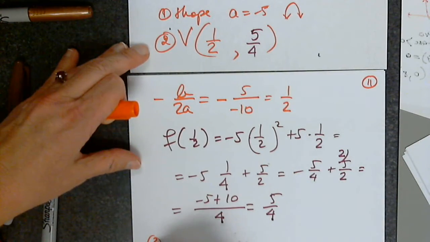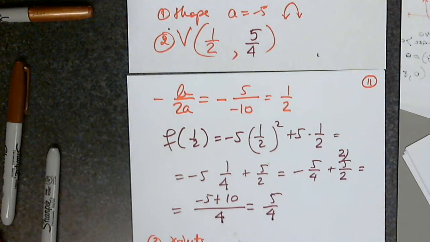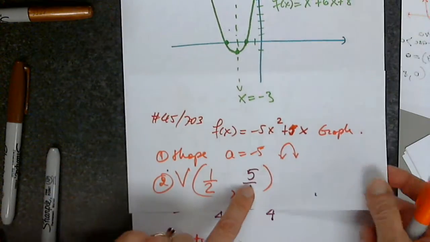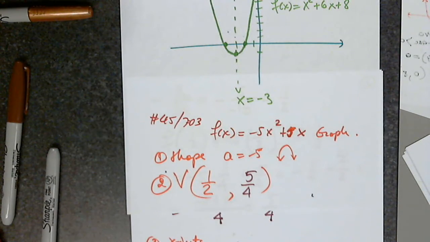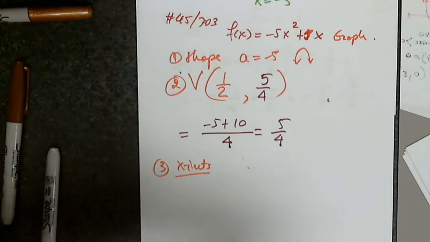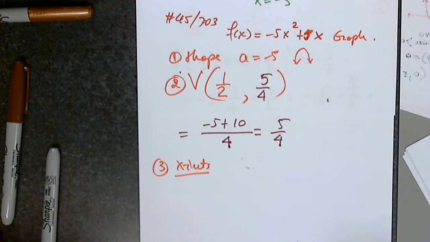And number 3, x-intercepts. But do they exist? Yes, because I know the parabola looks like this, and its maximum value is positive. If its maximum value were negative, it would have not touched the x-axis. But its maximum value is positive, so it has to cross the x-axis to get to a positive value. Very good. So then how do I find the x-intercepts for this function and for any function?